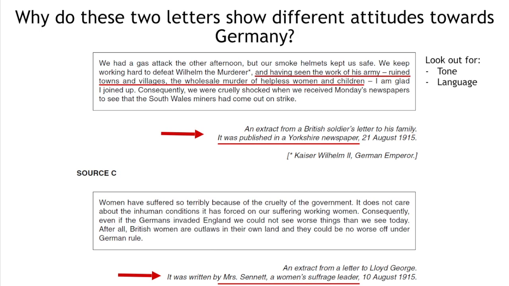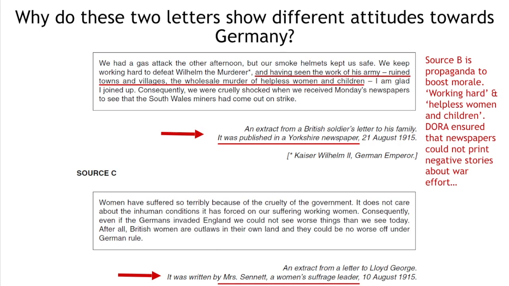The guy who's fighting against the Germans, he's going to want to say horrible things about them because they're the enemy. So what's his attitude towards the war? It's quite barbaric. It's terrible. So we could talk about that in our answer. I've gone for a slightly different take. Source B is propaganda to boost morale. Working hard and helpless women and children are good examples of that, and I mentioned that in my answer.